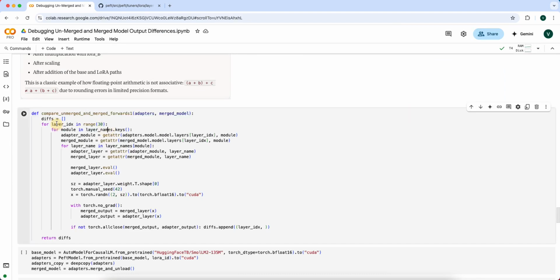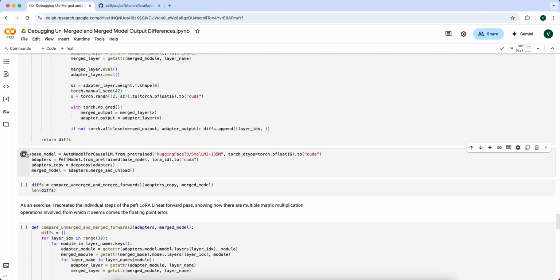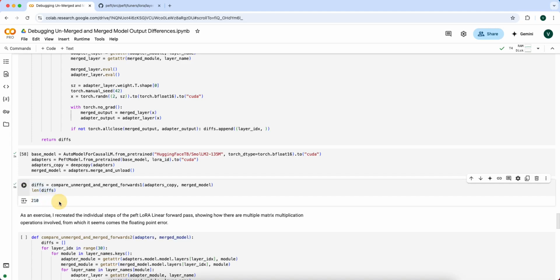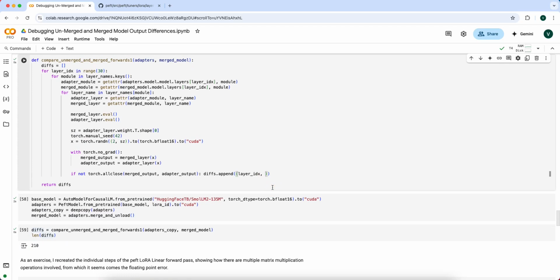So basically, this is much of the same code as above, except now I'm grabbing the module, grabbing the layer, setting up my input based on the layer weight size, and then doing a forward pass in the merge layer, a forward pass in the adapter layer, and comparing those outputs. And I want to see the diffs, so I'm going to look at what the layer index is. So I'm going to run that. I'm going to get my fresh set of models. And we run this, and we get 210. And one thing I'm going to do here actually is add module and layer name.